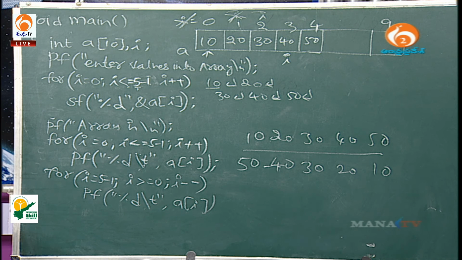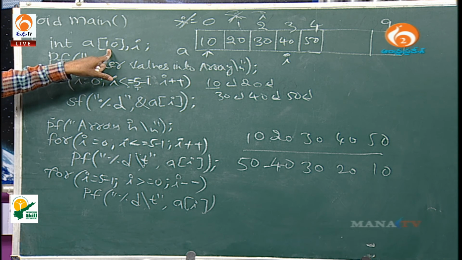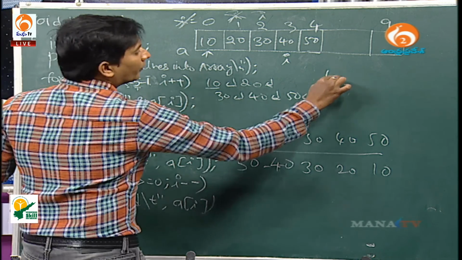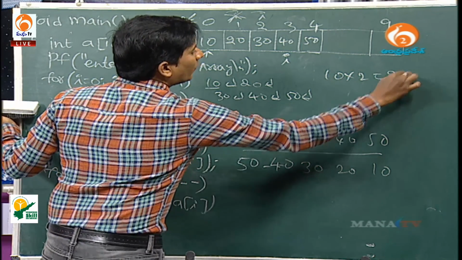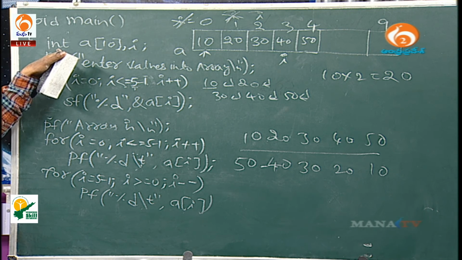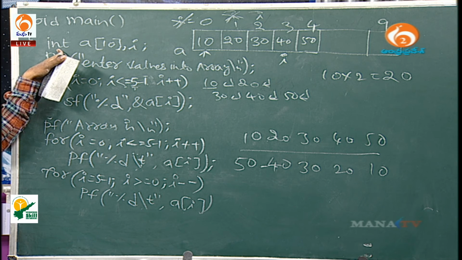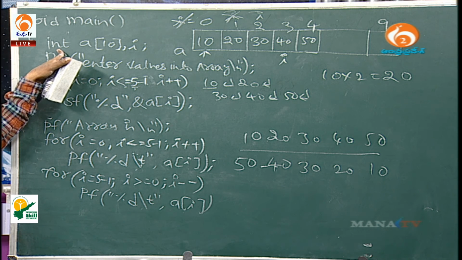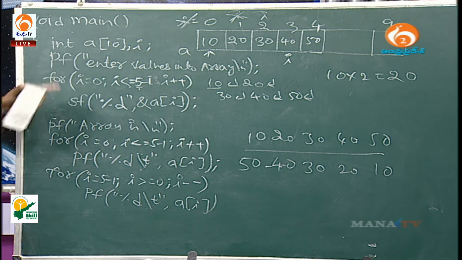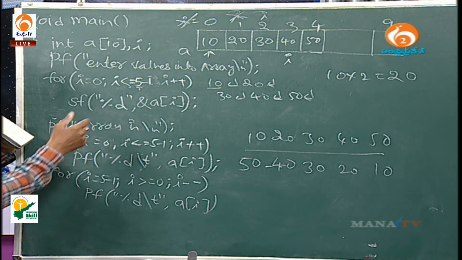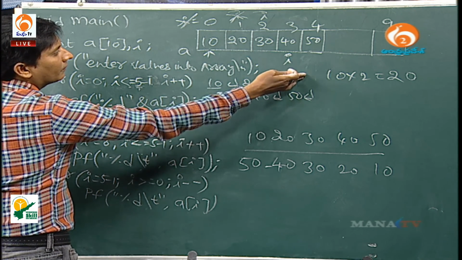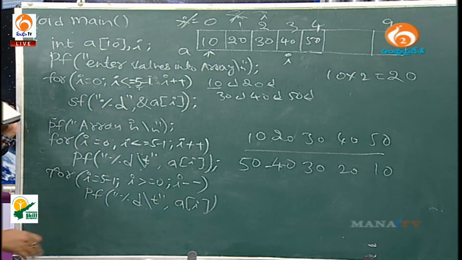Next, I have one doubt here. I am wasting space here. How much space is occupied by this one? 10 into 2, 20 bytes of memory is occupied, because an integer occupies 2 bytes in the case of the Windows operating system. Size 10 into 2 is 20 bytes of memory, but I am not utilizing the total size. I am taking only 5, only half of this memory.